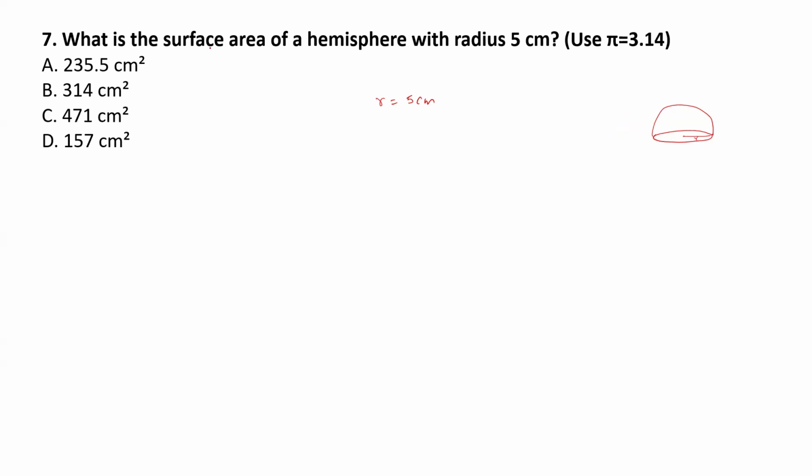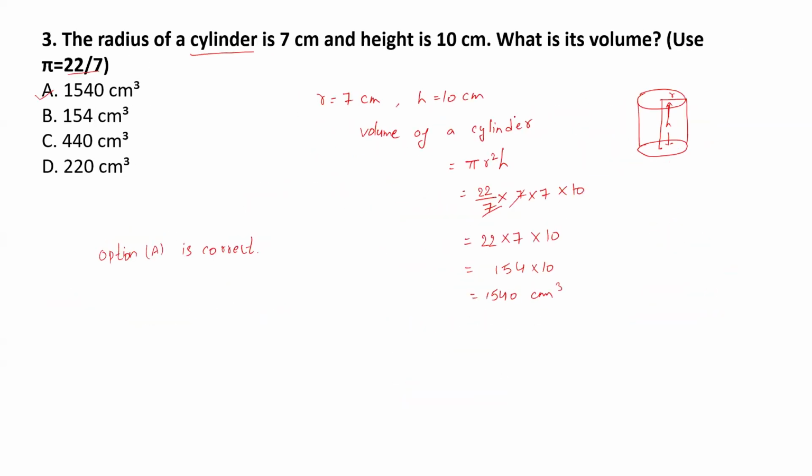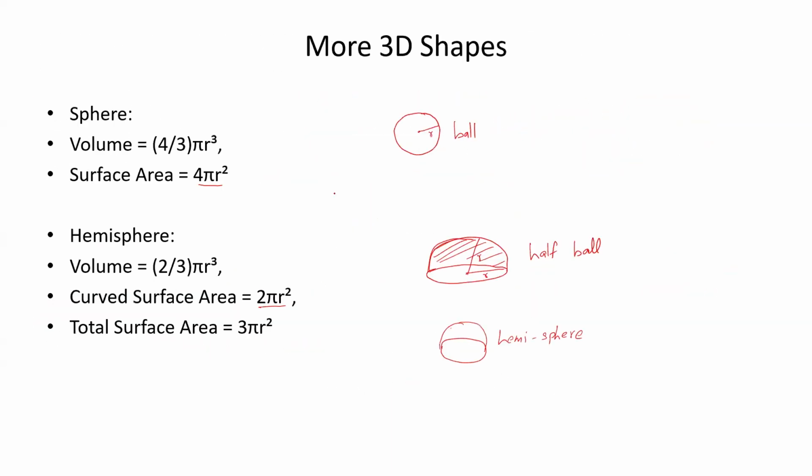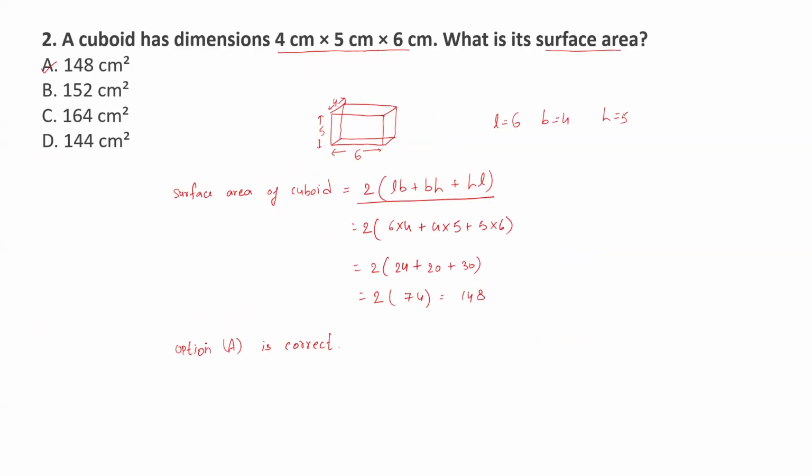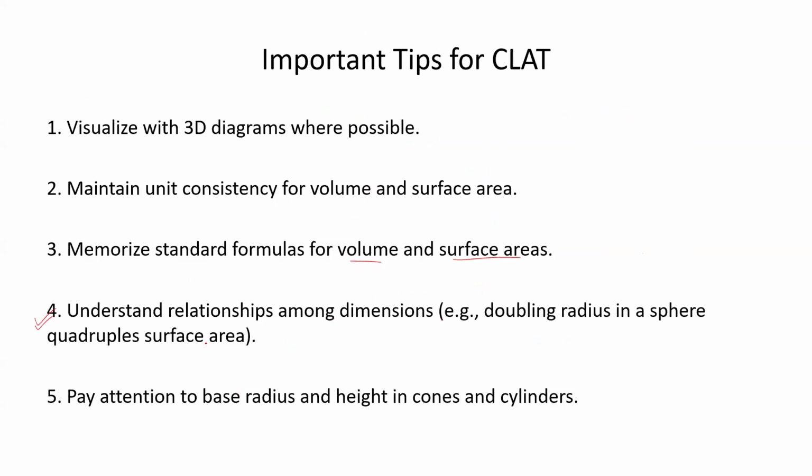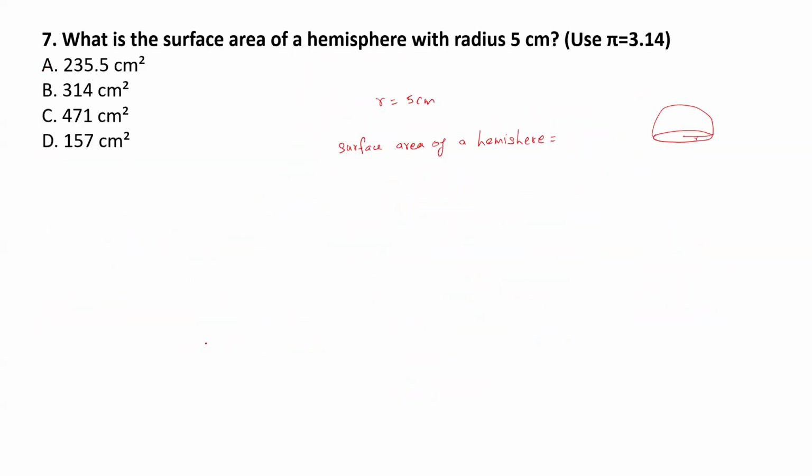Now what you have to compute? Surface area of a hemisphere, meaning complete surface area. What is the formula for that? Let's check. So surface area is 3 pi r square. Here you can see that only one parameter is used when we talk about sphere or hemisphere, that is the radius. So it is 3 pi r square. Let me write it down.